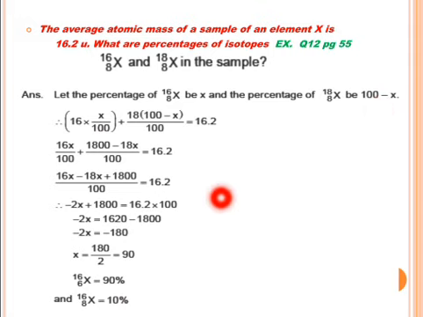So students, practice these numericals because these are very important numericals and come in the exam.